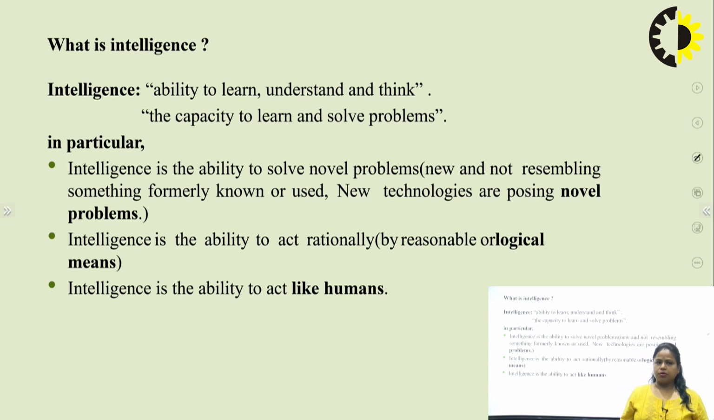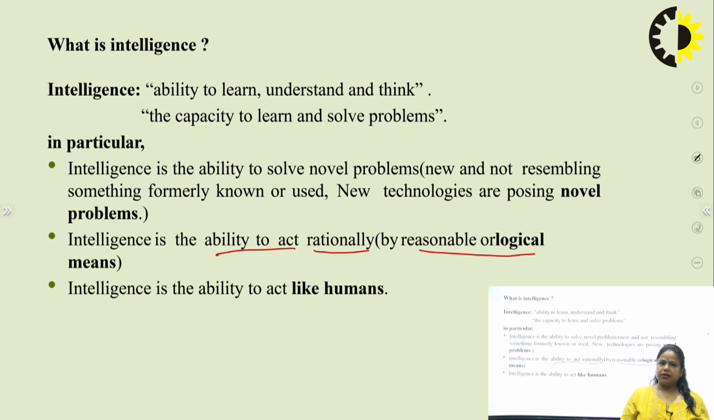Intelligence is also the ability to act rationally. When I'm using the word rationally, it means there are certain reasons or logical means. Suppose we are talking about solving mathematical problems, so we should know the reasons. Or we are talking about reasoning questions, so we are talking about reasoning concepts. That is why intelligence also says that we have an ability to solve problems rationally. Simultaneously, we are talking about reasoning and logical means.